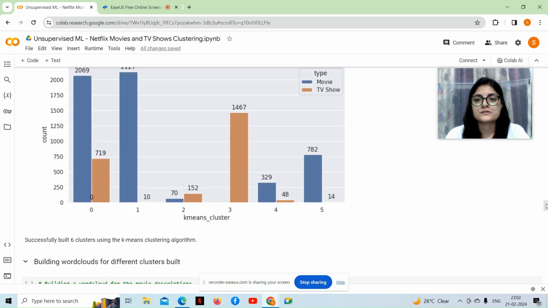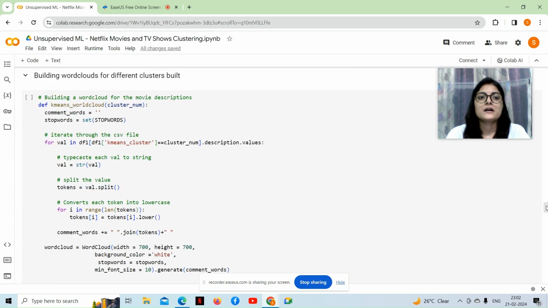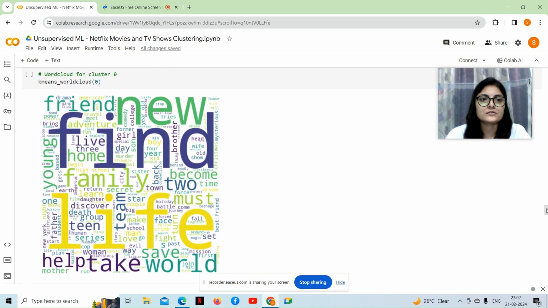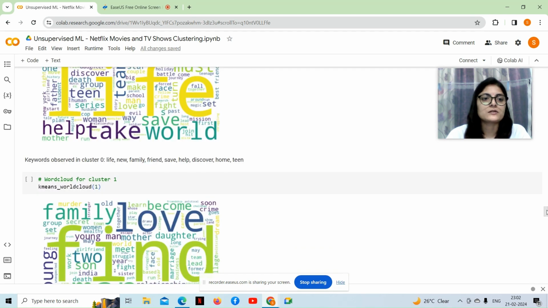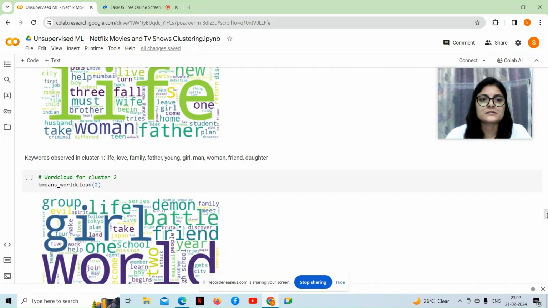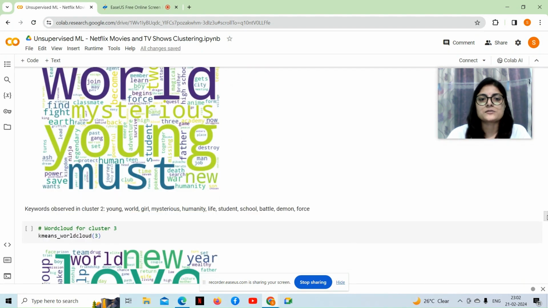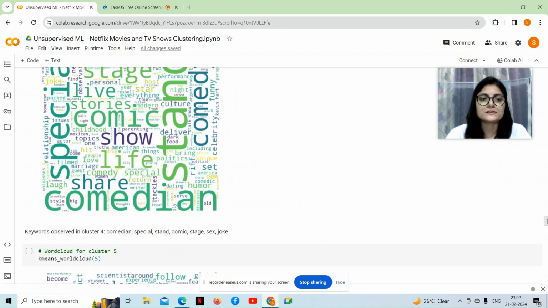This is all the process of clustering. So after successfully building six clusters using k-means, at last we are building word clouds for different clusters. So the first word cloud has some keywords like life, new, family, friend, save. The second has young, wild, mysterious, humanity, life, student. So all of these are the word clouds for the different clusters we have made.